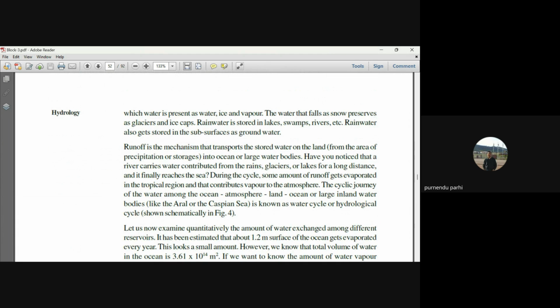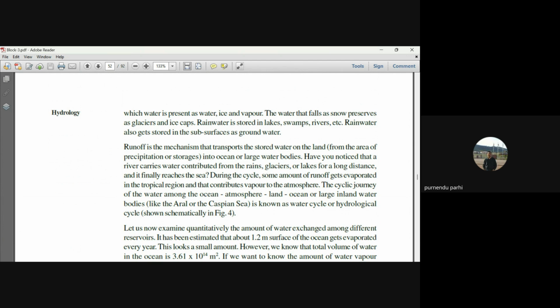The water that falls as snow is preserved as glaciers and ice caps. Rainwater is stored in lakes, swamps, rivers, etc. Rainwater also gets stored in the subsurface as groundwater. Runoff is the mechanism that transports the stored water on the land into the ocean or large water bodies. Have you noticed that a river carries water contributed from the rain, glacier, or lake for a long distance and it finally reaches the sea?